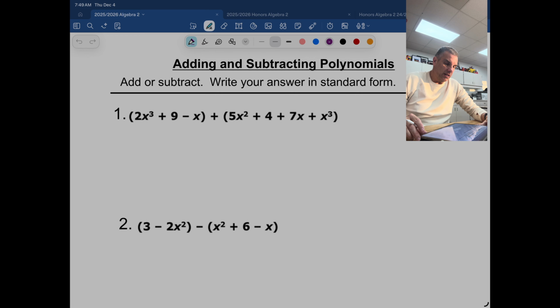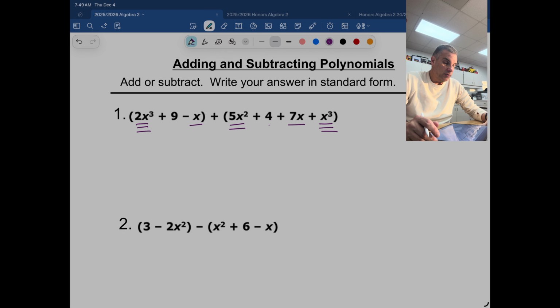What I like to do is underline the common terms, and I underline according to its degree. So 2x cubed has a degree of 3, so I underline it 3 times. 9 doesn't have a degree, so I don't underline it. Negative x is a 1. 5x squared is 2. 4 is none. 7x is 1. And x cubed is 3.